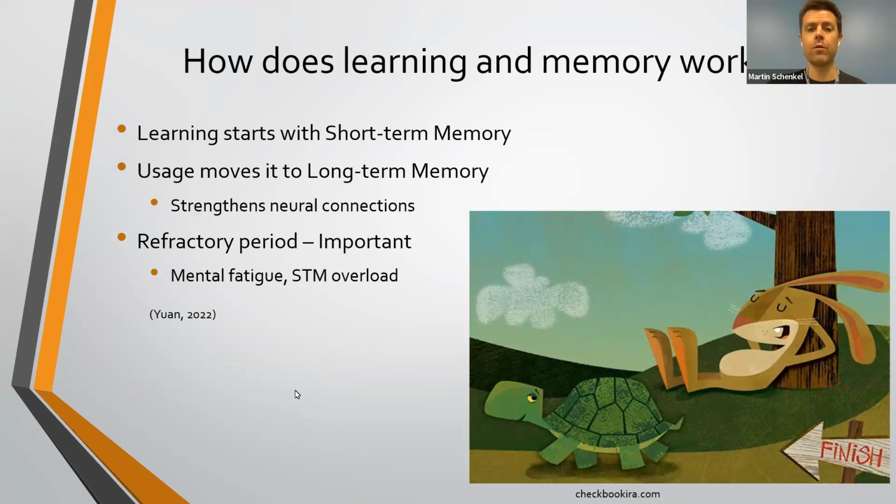So to start off, how does learning and memory work? Well, we learn by putting knowledge and information into our short-term memory. Then through usage, through application of this knowledge, we strengthen neural connections in our brain, and this knowledge gets shifted from our short-term memory into our long-term memory, which is what we want, because that's better for retention of knowledge and information and long-term understanding and recall of the learning that we've done.